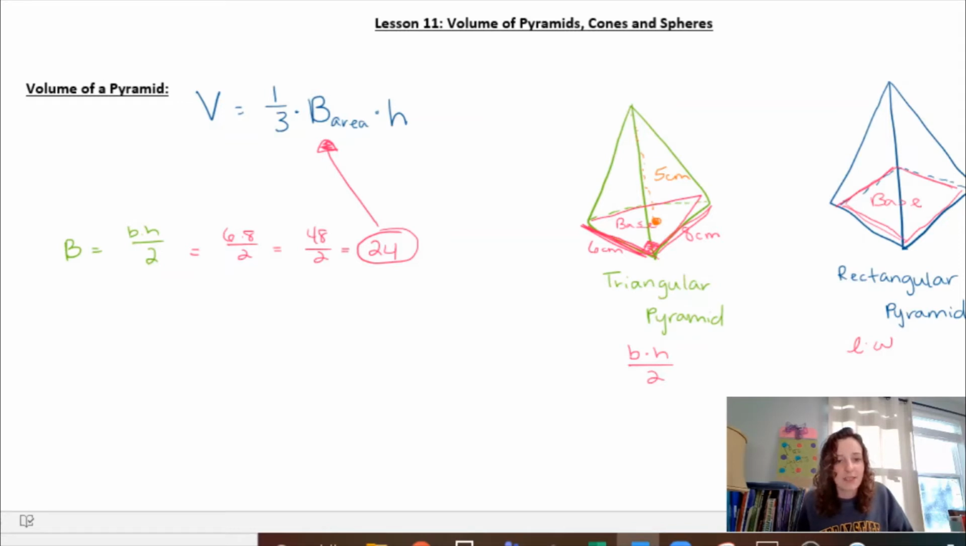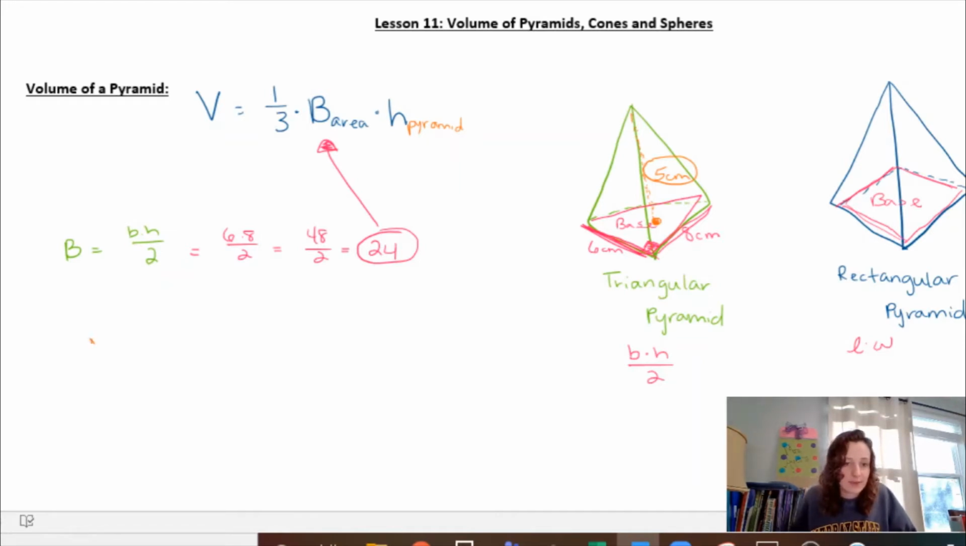Now, what is h? Notice here that this h is different. This is the height of the pyramid, not the height of the base triangle. So that's going to be this distance here from the very center of the pyramid all the way to the top. That's how tall the pyramid is. So notice that this height here is going to be 5 centimeters, which is different than the height of the base, which is laying flat at 8 centimeters.